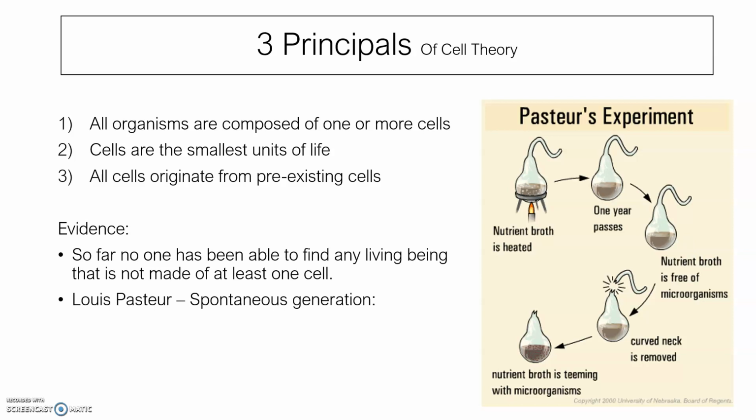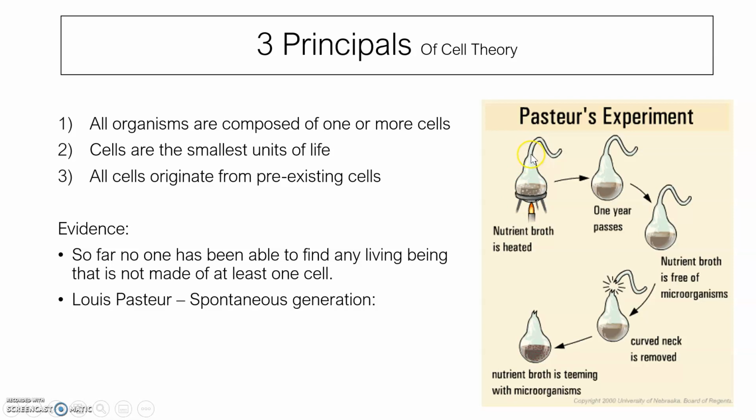For the first statement, that all organisms are composed of one or more cells, the evidence is that so far no one has been able to find any living being that is not made up of at least one cell. The third statement's evidence, that all cells originate from pre-existing cells, is basically through an experiment conducted by Louis Pasteur, and the experiment's name is spontaneous generation, where he had a nutrient broth, as you can see in the picture, and he heated it to such a temperature that all the microorganisms, all the bacteria, everything would die.